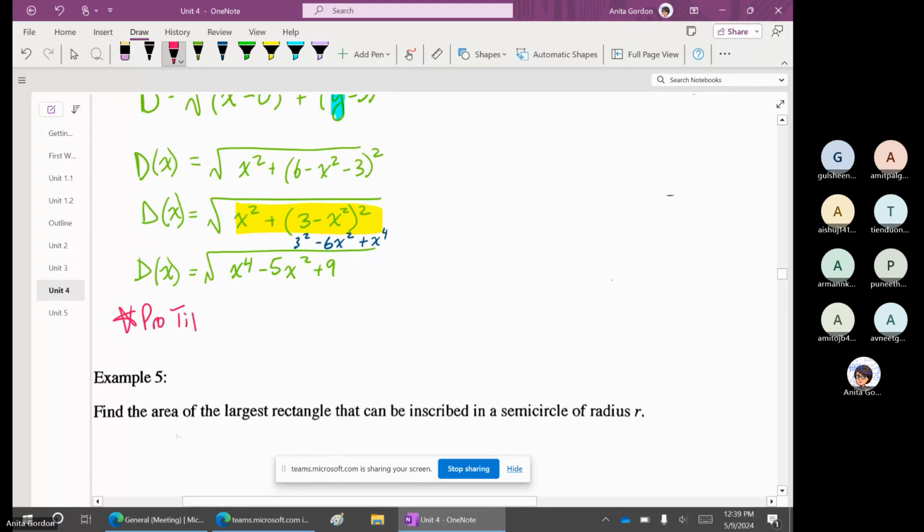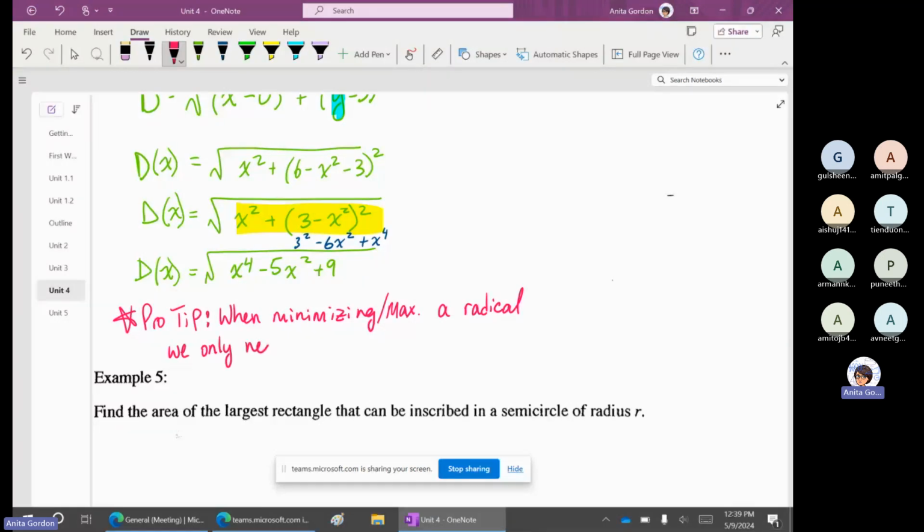Pro tip. When minimizing or maximizing, okay, I'm just going to call it a max, a radical, we only need to minimize or maximize the radicand. What's the radicand? What's the radicand? The stuff on the inside, right?